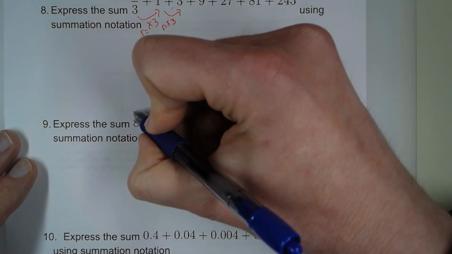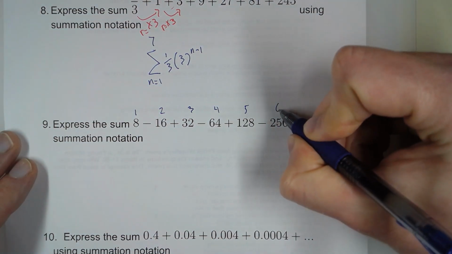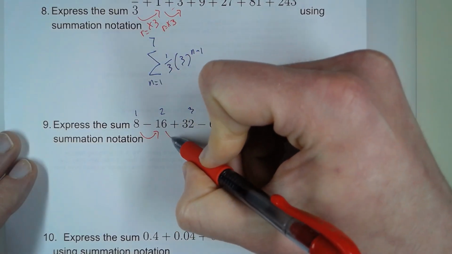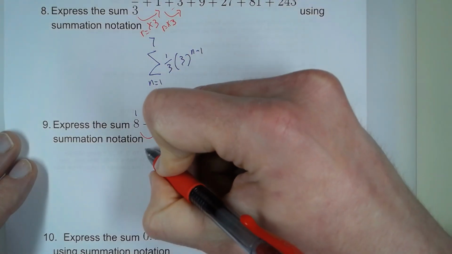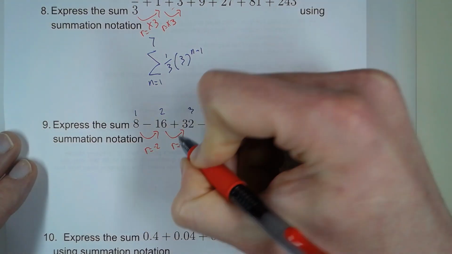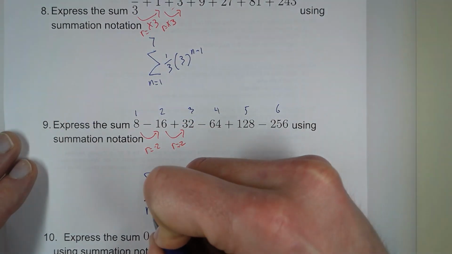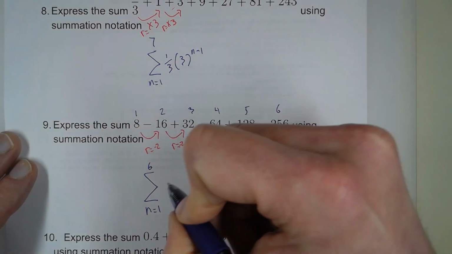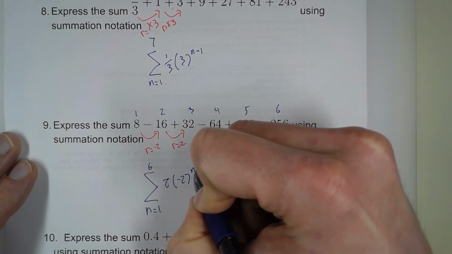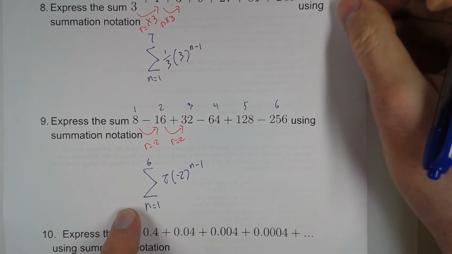Number 9, same thing: 1, 2, 3, 4, 5, 6. Now from term to term, from 8 to negative 16, from negative 16 to 32, we are multiplying by negative 2. So we start with n equals 1, and we end with 6. And our first term is 8 times negative 2 to the n minus 1. So there is our formula.